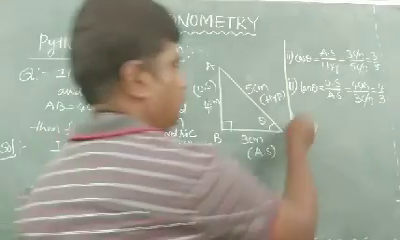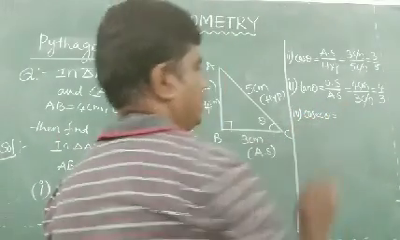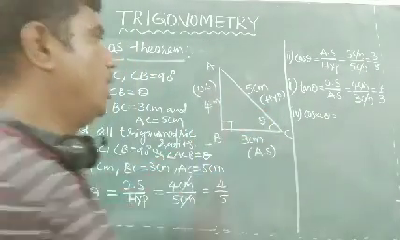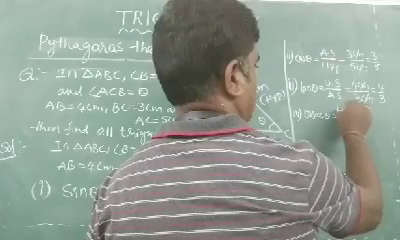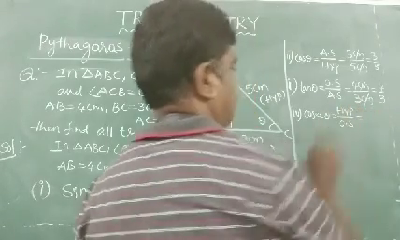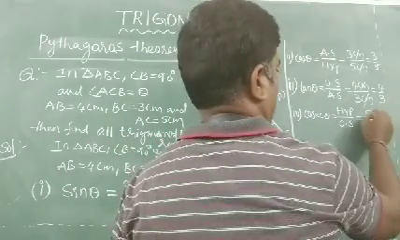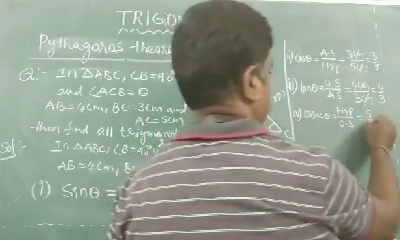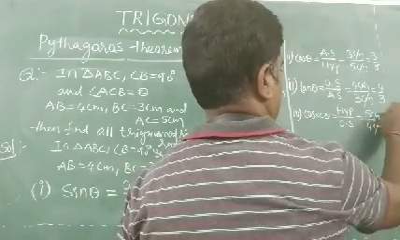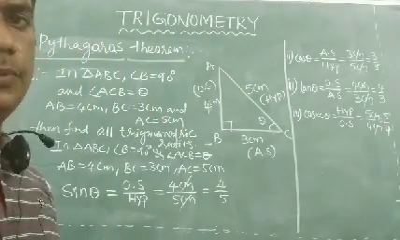Next, the fourth one is cosec theta. What is cosec theta? The ratio between hypotenuse to opposite side is called cosec theta. Here the hypotenuse value is 5 by opposite side 4 cm. 5 centimeter, 4 centimeter. Centimeter gets cancelled. So the answer is 5 by 4.